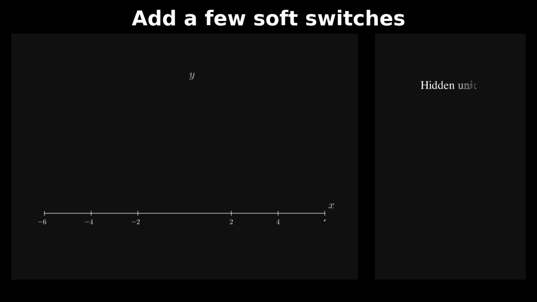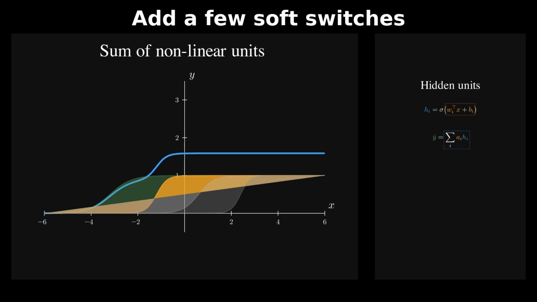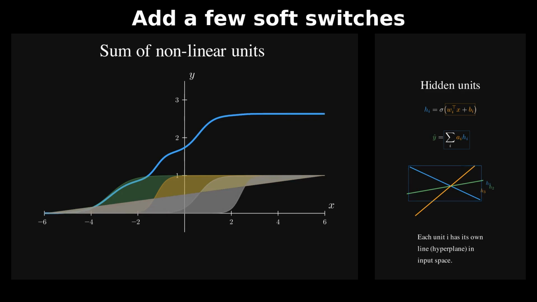Now combine several of these soft switches. Each one looks at the input through its own line, then turns on or off smoothly. If you add them up, you get a surface that can bend. In 1 dimension, this creates a flexible curve that is piecewise smooth. In 2 dimensions, it creates decision boundaries that are no longer straight lines, but can wiggle to fit structure.